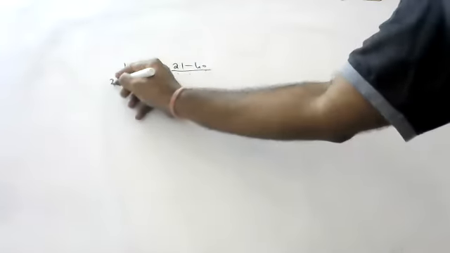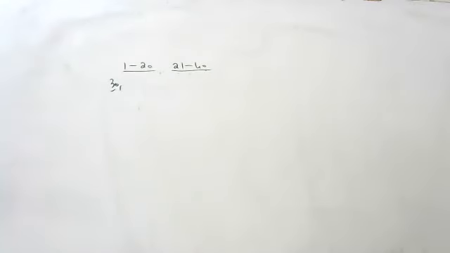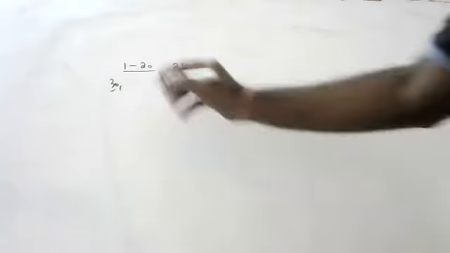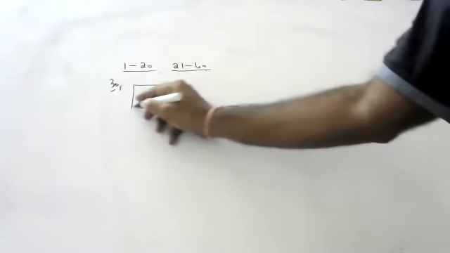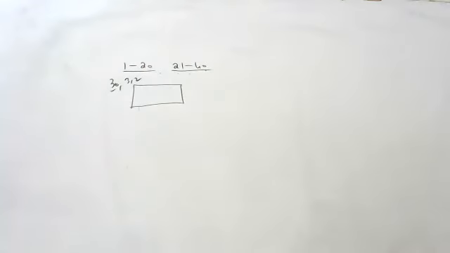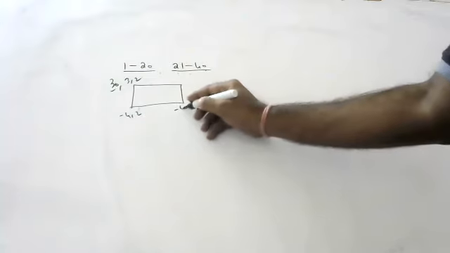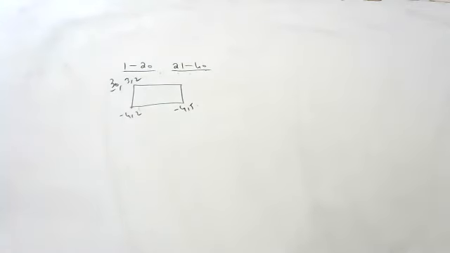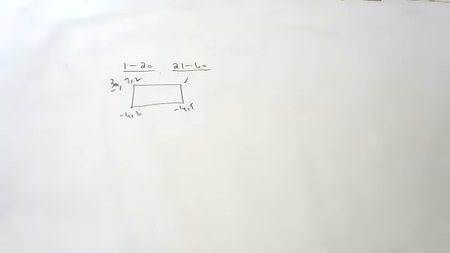Okay, children, 30th question. What they are saying: 3 vertices of a rectangle are 3 comma 2, minus 4 comma 2, and minus 4 comma 5. Plot this on graph paper and find the coordinates of the fourth vertex. Fourth vertex you have to find out. You have to draw on the graph paper, children, then you will get the answer.